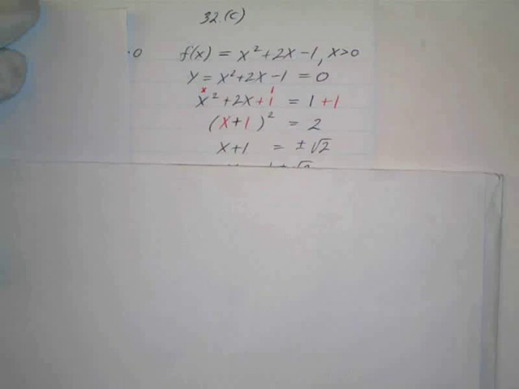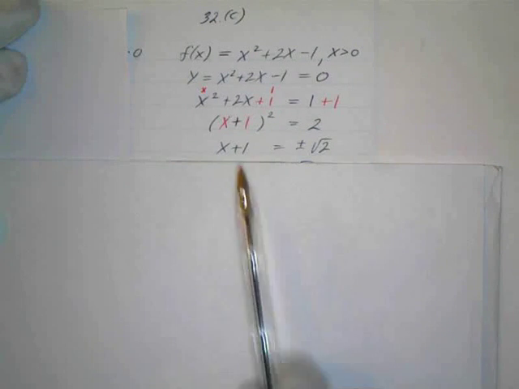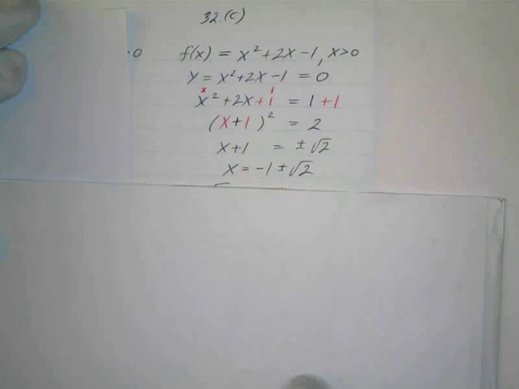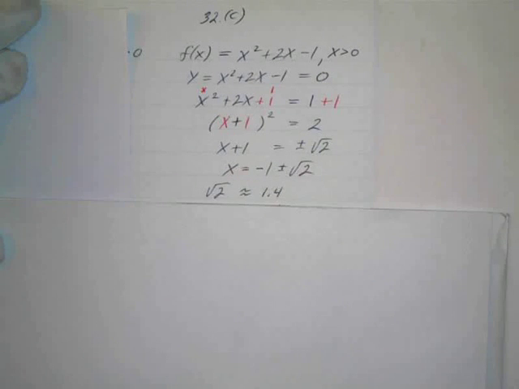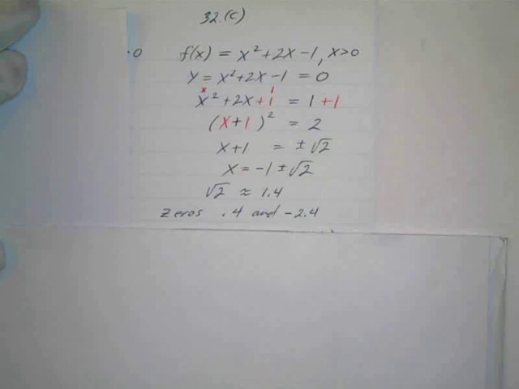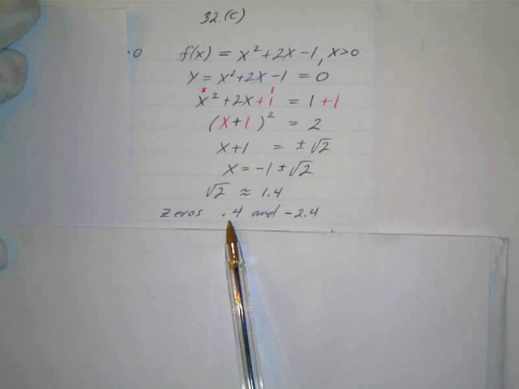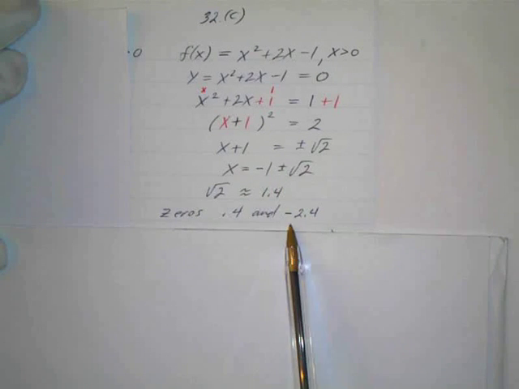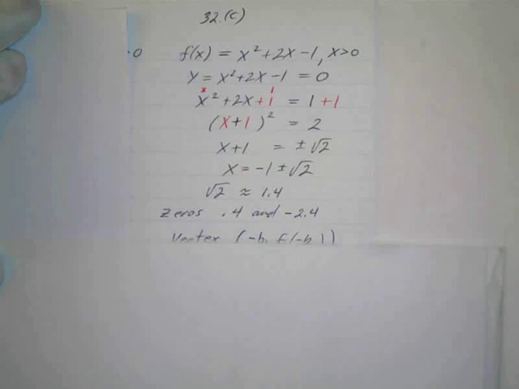Then I take the square root of both sides. So x plus 1 equals plus or minus the square root of 2. Then I subtract 1, so those are my roots. Now remember the square root of 2 is about 1.4. It's 1.414, but just for a graph, we can use 1.4. So these would be my zeros: -1 plus 1.4, which should be just 0.4, and -1 minus 1.4 would be -2.4. So those are my two zeros.